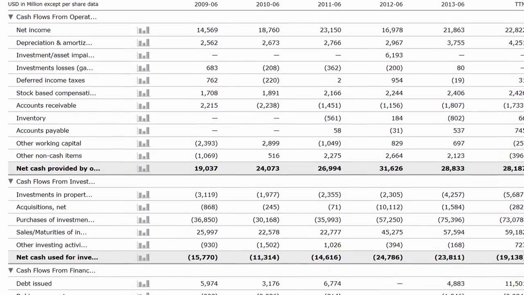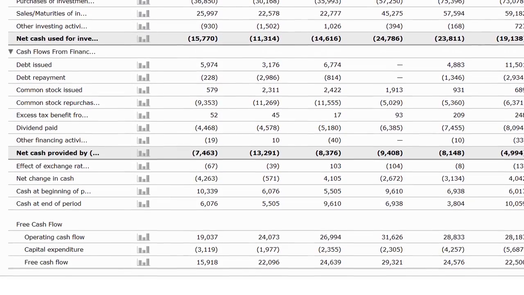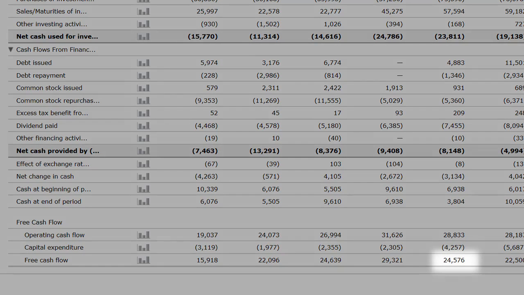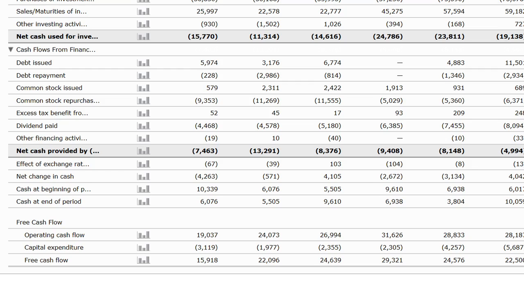Going on down the cash flow statement in Morningstar, you can see that they've actually calculated the free cash flow to the firm for us. $24.576 billion for the year ended June 2013. Notice also that we can see $29.321 billion for the year ended June of 2012, and going back we have the previous years as well. I'm actually going to take those values from the previous years and enter those into my spreadsheet model.